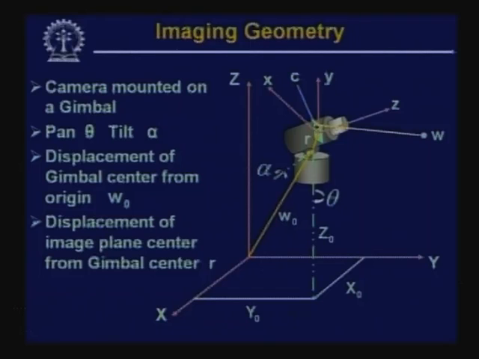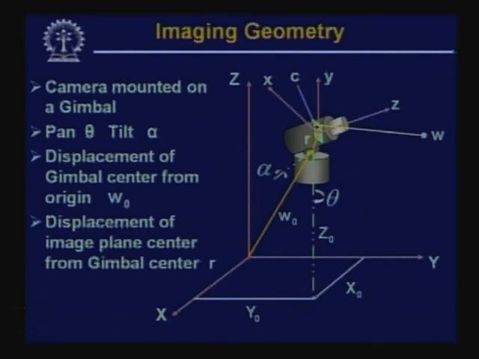Now, in all the discussions that we have done till now, we have assumed that the image coordinate system and the camera coordinate system are perfectly aligned. Now, let us discuss a general situation where the image coordinate system and the camera coordinate system are not perfectly aligned. Here we assume that the camera is mounted on a gimbal. If you mount the camera on a gimbal, then using the gimbal, the camera can be given a pan of angle theta.